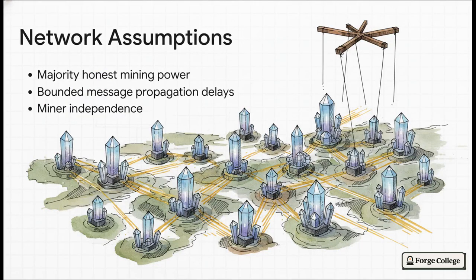But, beyond that 51% rule, there are a couple of other invisible guardrails keeping us on the track. We absolutely need bounded message propagation delays. That's a fancy way of saying the global internet needs to be fast enough so blocks can spread quickly. If the network is too laggy, honest miners will accidentally start working on different blocks, and you would get constant, confusing forks. We also rely on the independence and unpredictability of miners, meaning there shouldn't be some centralized master switch that forces miners to instantly coordinate a malicious attack together. They need to act like independent actors.